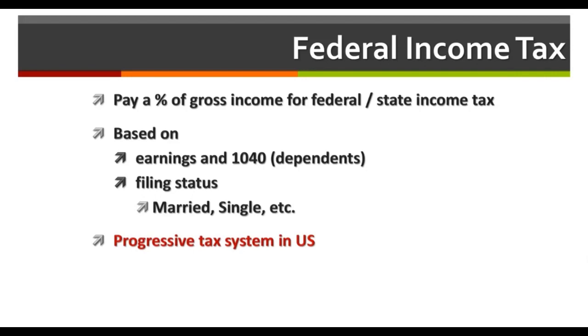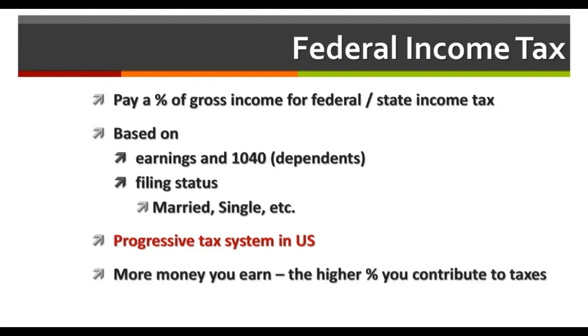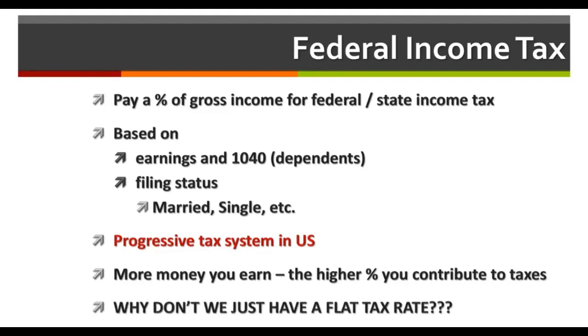As I said, in the US, the federal income tax is a progressive tax. So the more money that you earn, the higher percent you pay in taxes. And again, why do we not just have a flat tax? Because this is based on fairness, not simplicity. It's not designed to be simple or equal where everybody pays the same percent. It's based more on fairness.